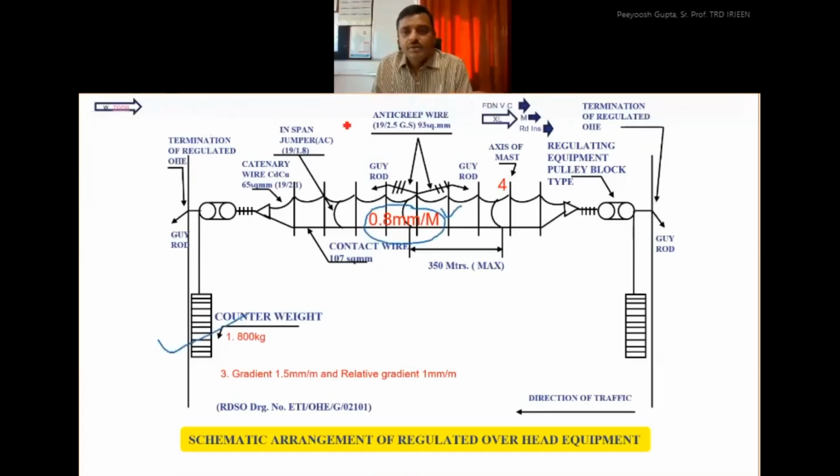But how will the division or field come to know? For that I'll just show. RDSO has already circulated one Excel sheet. Please write on the chat box if you are able to see that Excel sheet on your screen. It's just getting open. Just wait for a moment.